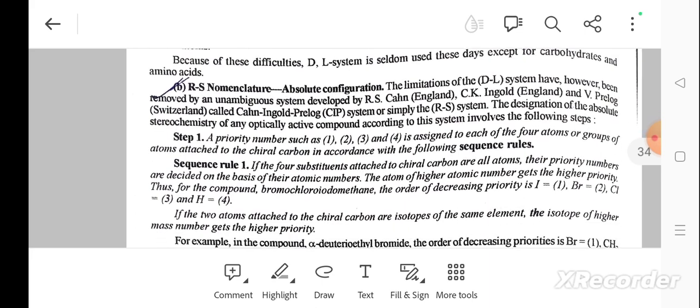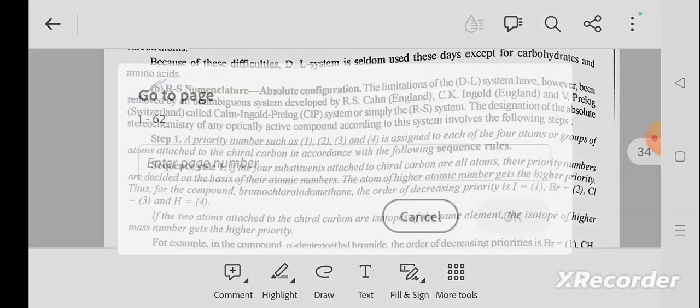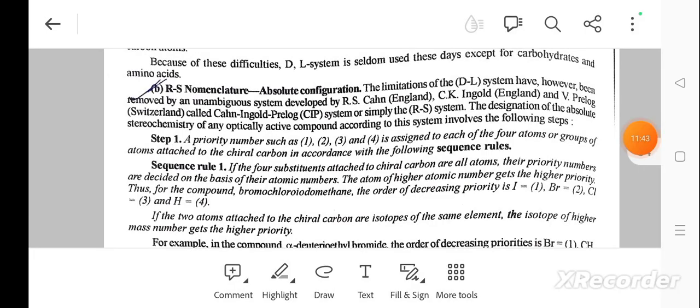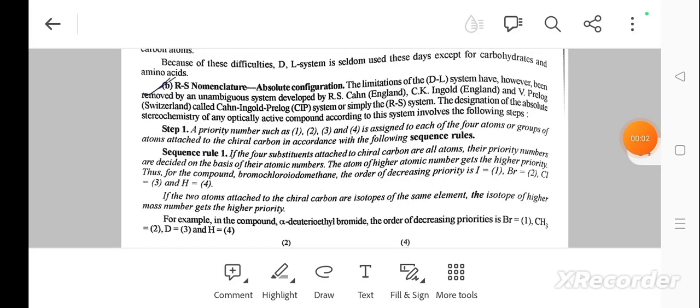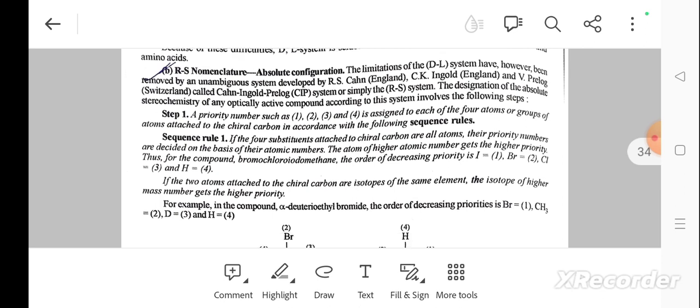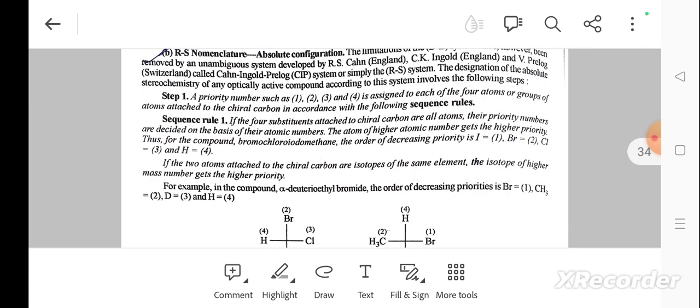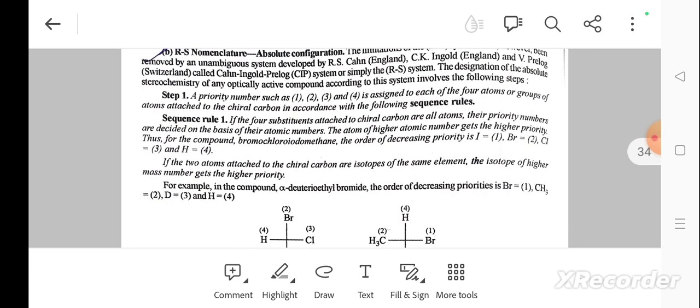RS nomenclature of absolute configuration. The limitations of the DL system have, however, been removed by the unambiguous system developed by R.S. Cahn, C.K. Ingold, and V. Prelog, called the Cahn-Ingold-Prelog system, or simply the RS system. The designation of the absolute stereochemistry of an optically active compound according to this system involves the following steps.